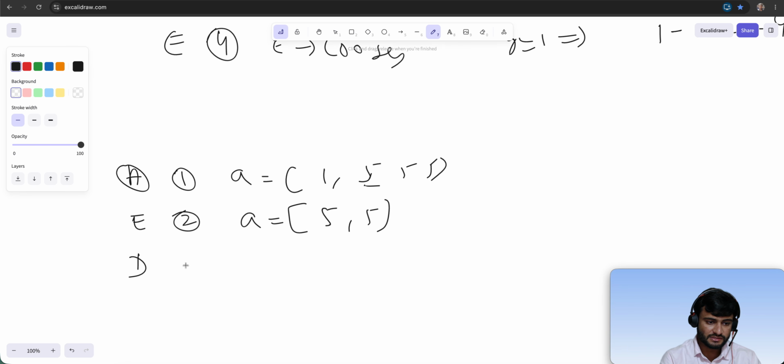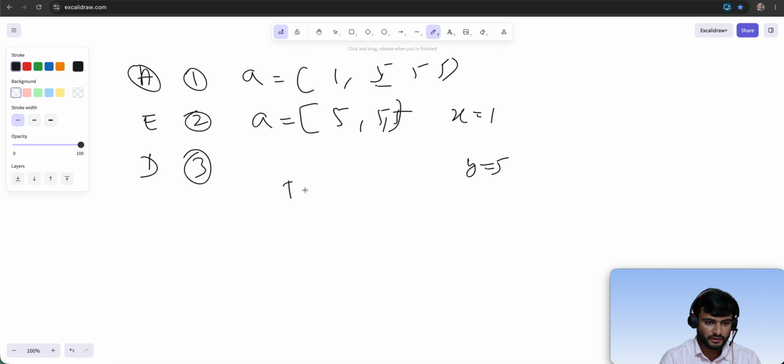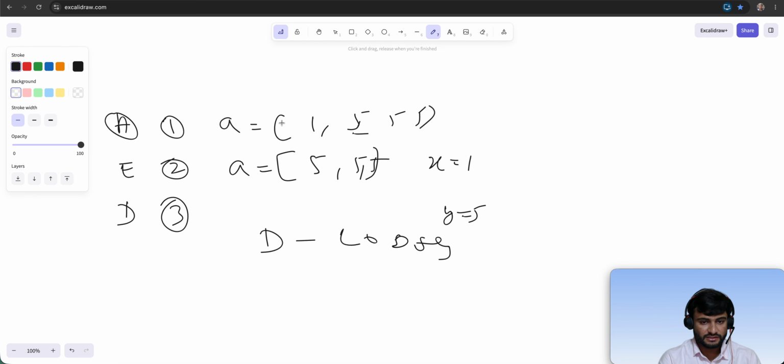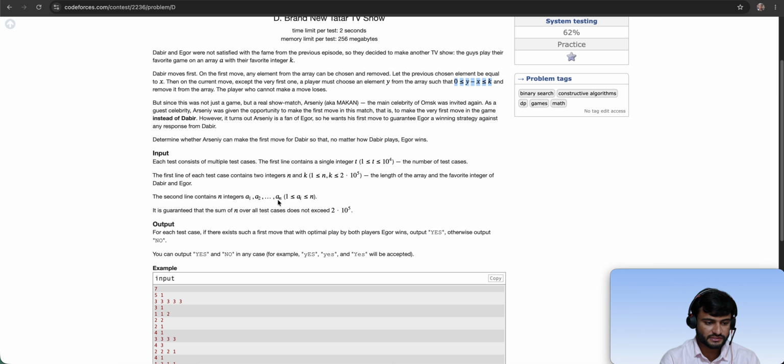Then the next chance is Dabir's. Now Dabir, can he pick 5? Here is triple 5. So can he pick 5? No, because our last move was 1, and in this case if we pick 5, then y minus x is 4, and 4 is not less than k, because our k is equal to 1 here. So here Dabir loses. So you see that there is a strategy where Arsani picks x equals to 1, and this guarantees that Igor has a strategy to win. Okay, so in this case our answer must be yes.